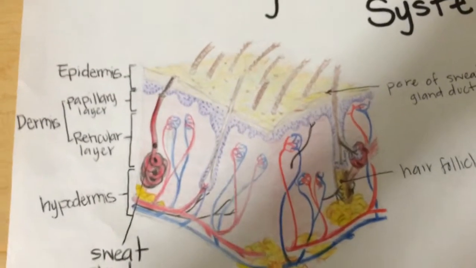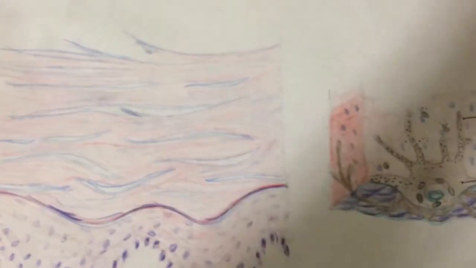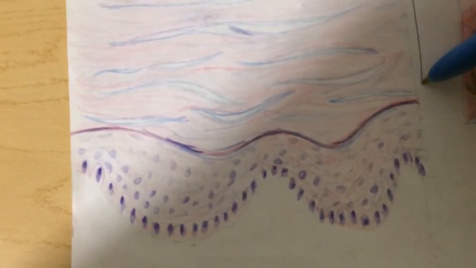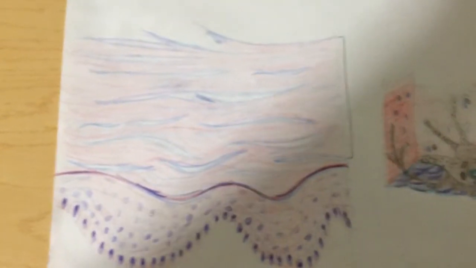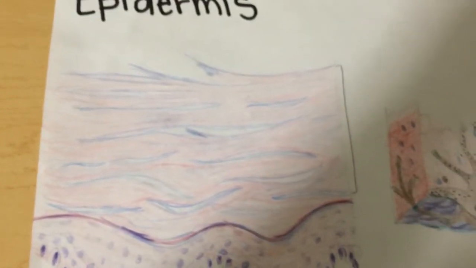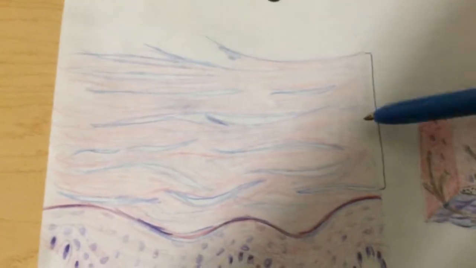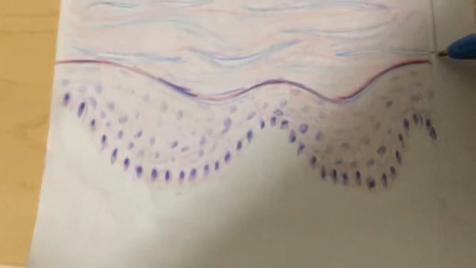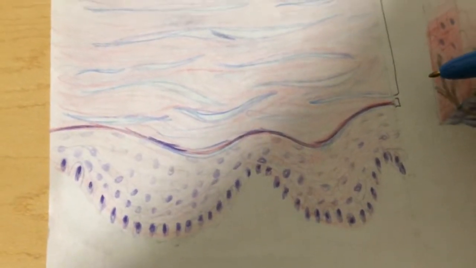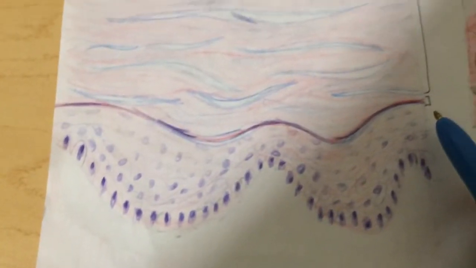And going into the epidermis, it has 5 different layers. So this is the epidermis, and this whole top part would be the stratum corneum, and that's just a bunch of dead, flattened keratinocytes, which is used for protection. And then this right here would be the stratum lucidum, and that also has keratinocytes.